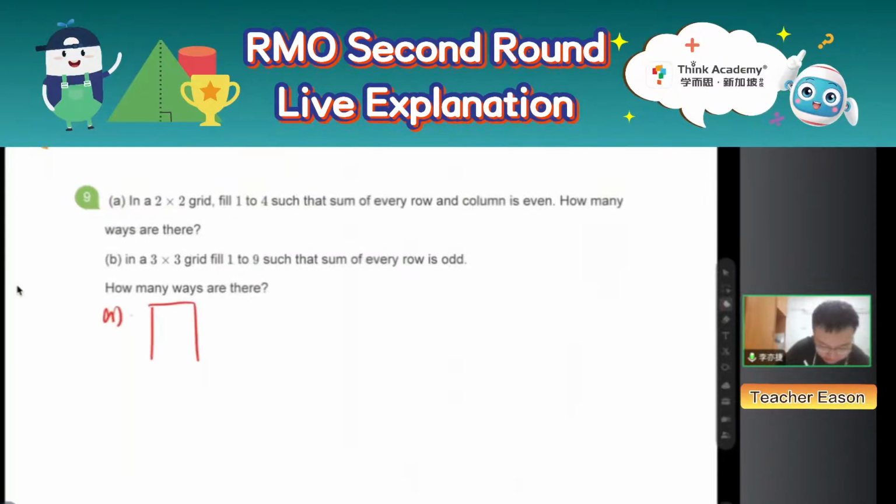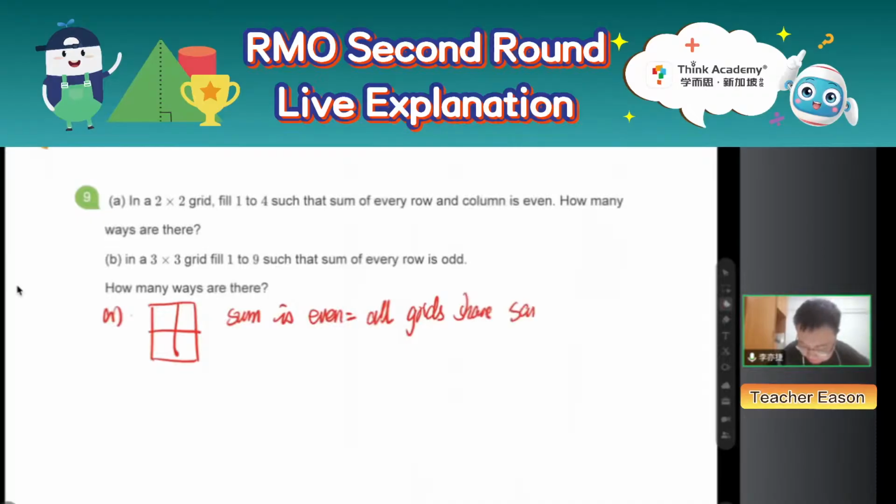So now if the sum is even, it means all grids share the same parity. So all grids must share the same parity, which means we must have the... impossible. The answer is 0.